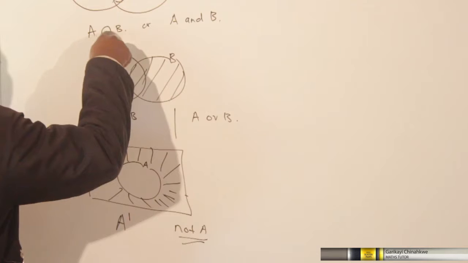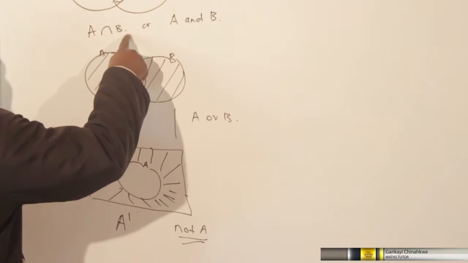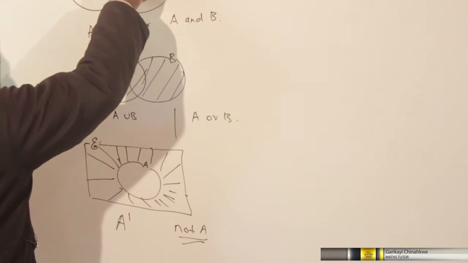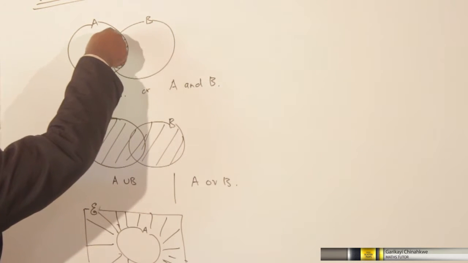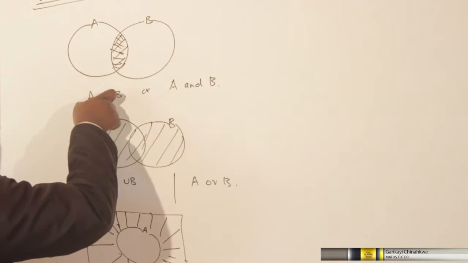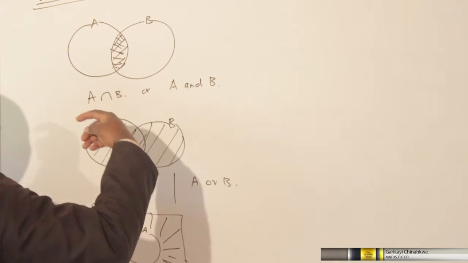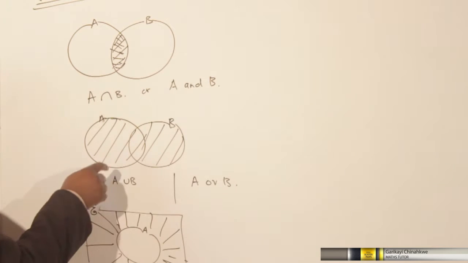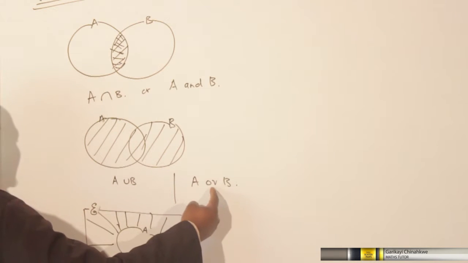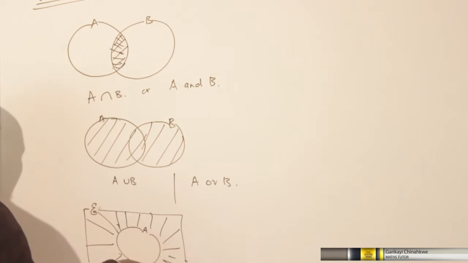Let me just repeat this. A intersection B is the region where we find A and where we find B. We call it A intersection B. Sometimes we call it A and B. Then A union B, we call it A or B. Then outside A, we call it A complement.